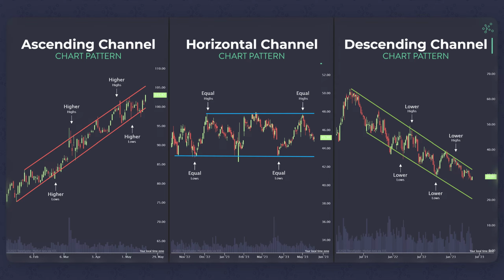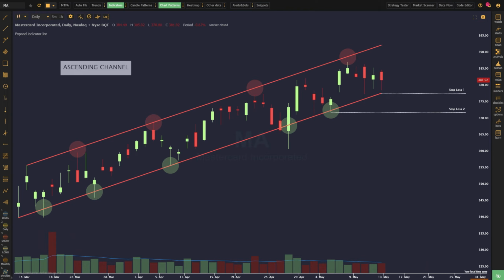ascending, descending, and horizontal. Ascending channels are characterized by 2 parallel trend lines with higher highs and higher lows. They typically form during an uptrend, signaling a continuation of the trend. Price oscillates between the trend lines, moving in an upward direction.